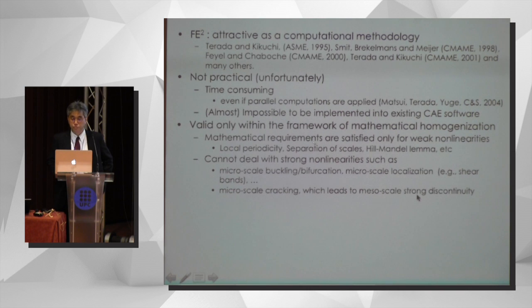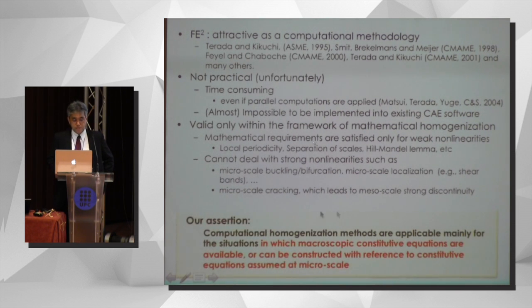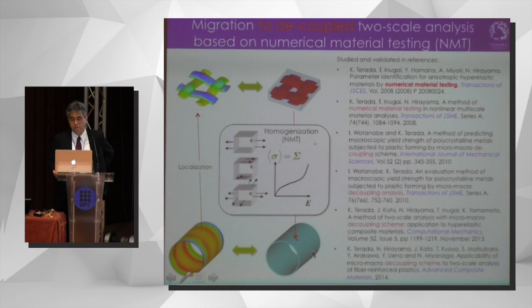So we cannot deal with the strong nonlinearity involving microscale cracking or microscale buckling, which leads to the mesoscale strong discontinuity. So my assertion here is that the computational homogenization methods are applicable mainly for the situation in which macroscopic constitutive equations are available or can be constructed with reference to the constitutive equation assumed at the microscale. So for that reason, I gave up using the method of coupled approach several years ago. Then, although I was the originator of this method, instead I've been advocating the method of decoupled approach for two-scale analysis, which is based on the numerical material testing.